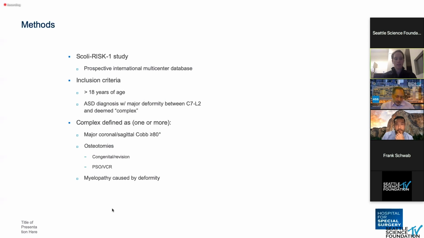The inclusion criteria for this specific study were those greater than 18 years of age and also adult deformity anywhere between C7 and L2 that was deemed complex. What they defined as complex was major coronal or sagittal Cobb angles greater than 80, osteotomies, whether for congenital or revision settings, which include either PSOs or BCRs, and also those who had myelopathy secondary to deformity.